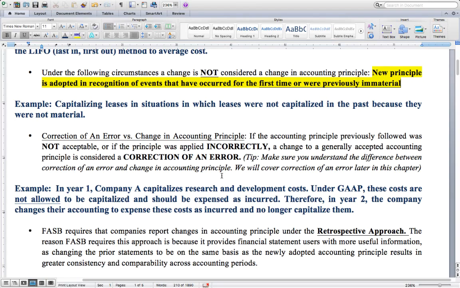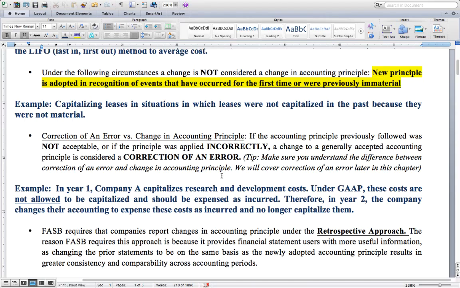To put this into generic terms, if you weren't doing what you were supposed to originally and then you go back and correct it, it is not a change in accounting principle. So if you weren't using a principle that was acceptable under GAAP, then you were doing your accounting completely wrong and you need to correct it. Therefore, the correction of an error. Even though you may be changing accounting principles, because of this, it is not deemed a change in accounting principle because it was an error and you were using a non-acceptable accounting principle, or you were applying an accounting principle incorrectly.